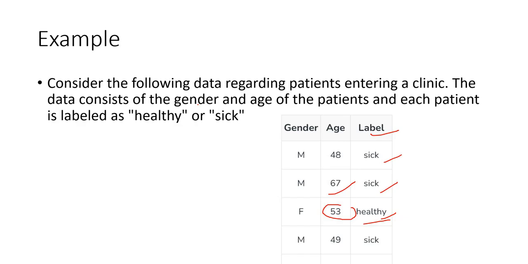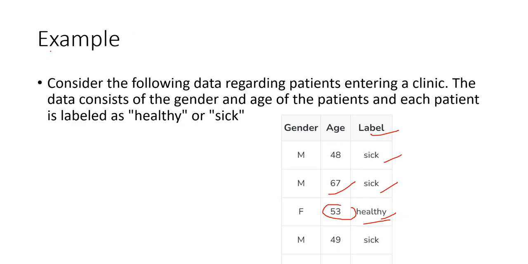Once the model is trained, we can ask a question like: a new patient comes with gender male, age 50. Will this patient be healthy or sick? This will be the question, and the trained model will use past data to make this prediction.